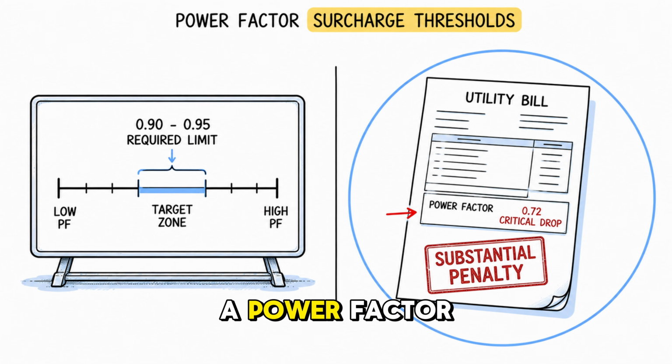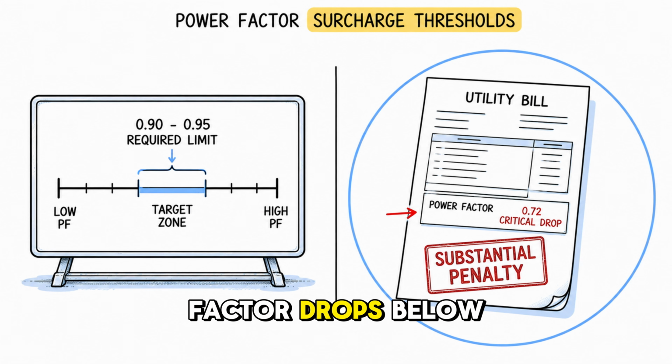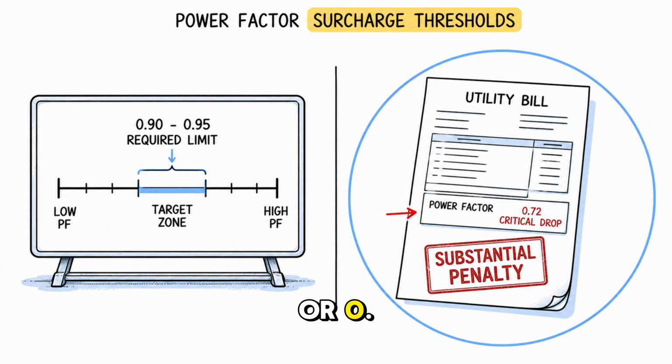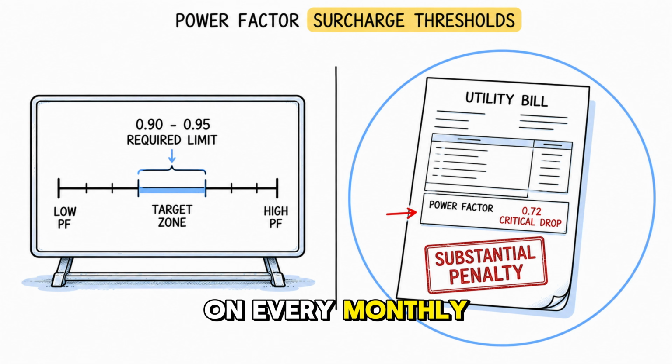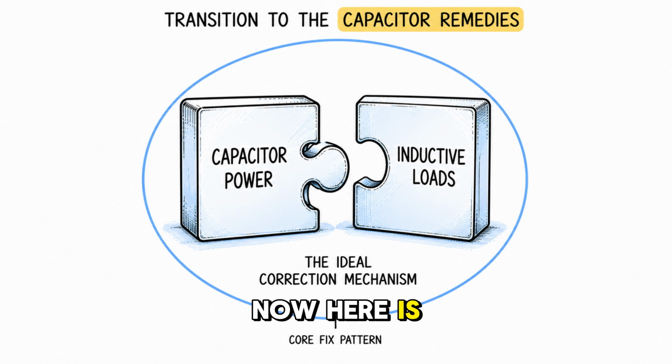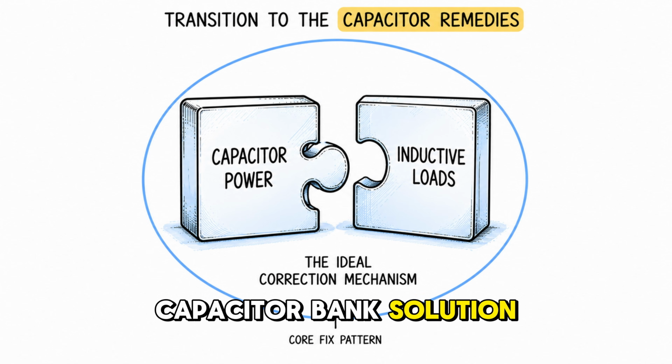Most utilities charge a power factor penalty once power factor drops below 0.90 or 0.95. And at 0.72, that penalty is substantial and will keep appearing on every monthly bill for as long as the power factor stays uncorrected. Now here is the insight that makes the capacitor bank solution logical.